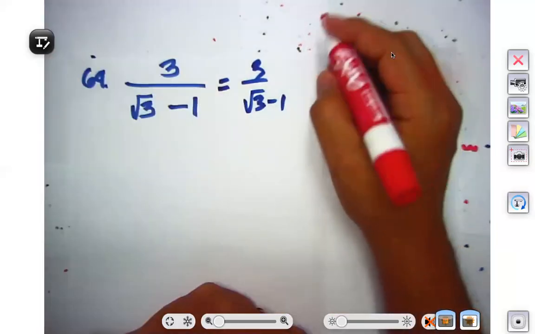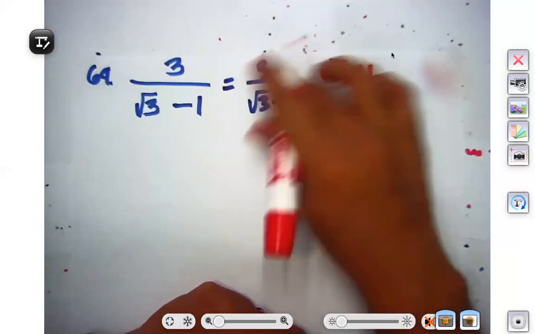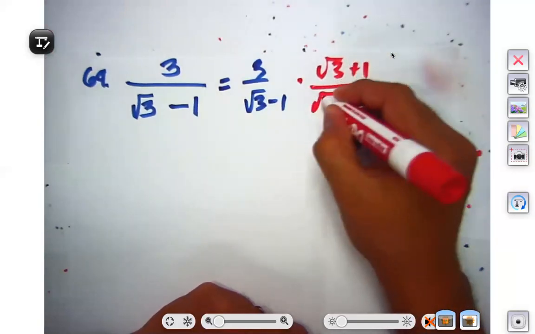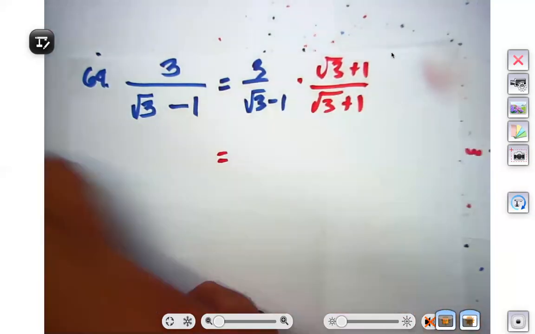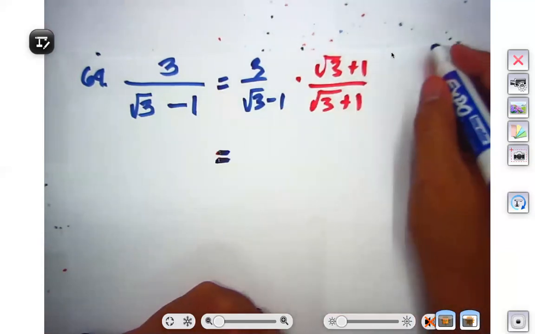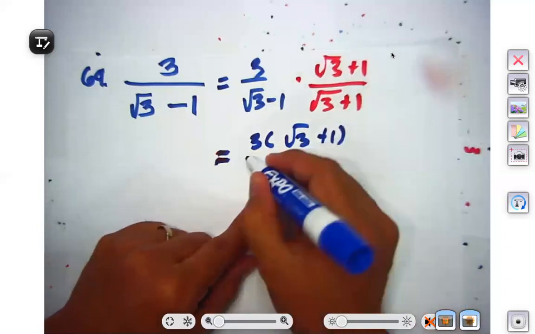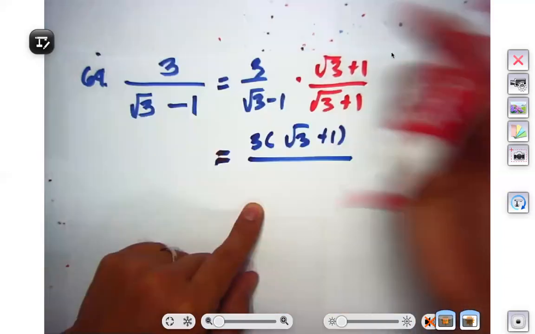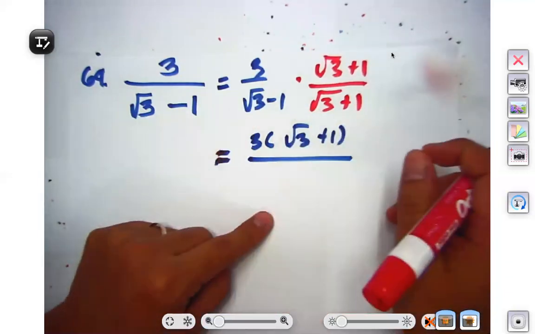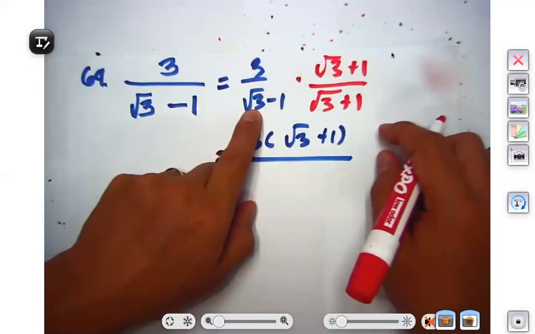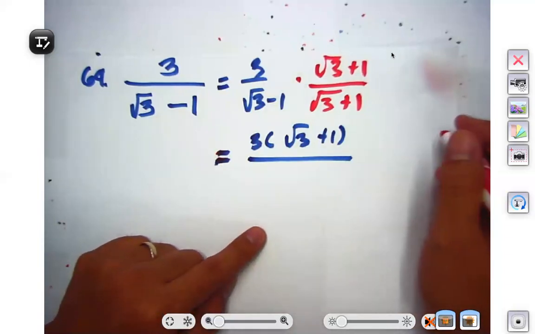You have to multiply this by the conjugate of your denominator, square root of 3 plus 1, and your denominator is also multiplied by square root of 3 plus 1, so that the denominator will be rationalized. So we have 3 in the numerator times square root of 3 plus 1. How do you multiply this? A plus b times a minus b equals a squared minus b squared, right? So it's the same thing here: square root of 3 minus 1 times square root of 3 plus 1 forms a squared minus b squared.